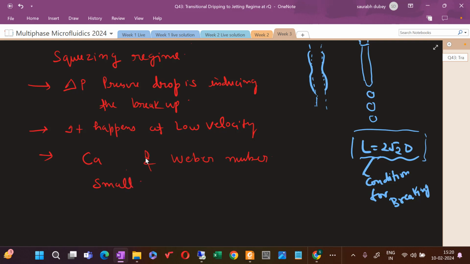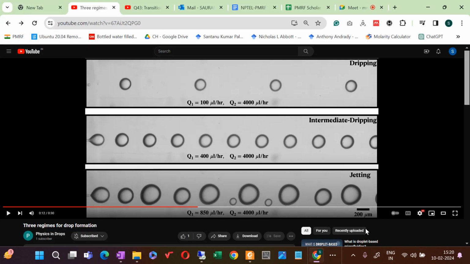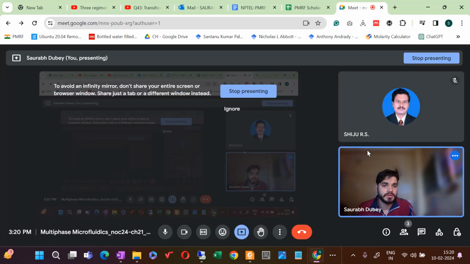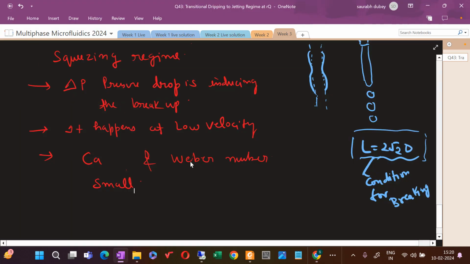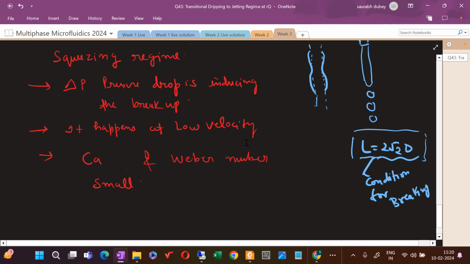Is there anybody who can tell about the capillary and the Weber number? Like what are they? Can you define them? Somebody was there. Sizu RS, can you please speak up? Then these things will become a discussion and it will help us. If things go only one way, there will be no questions arising. To make the overall lecture interesting, it will be good if you cooperate.